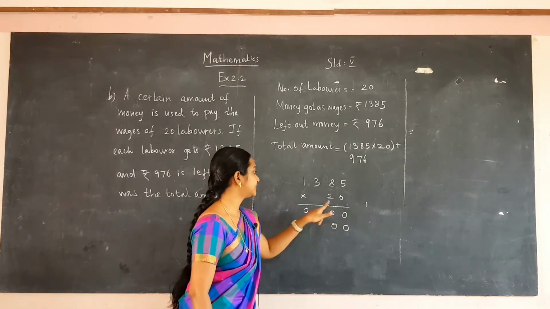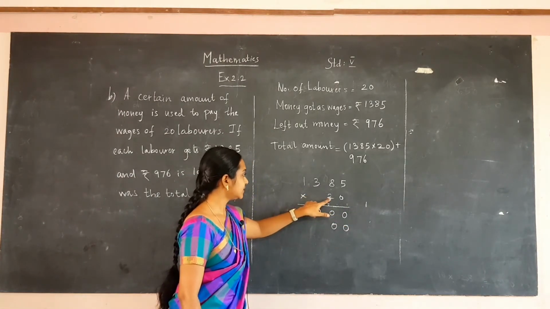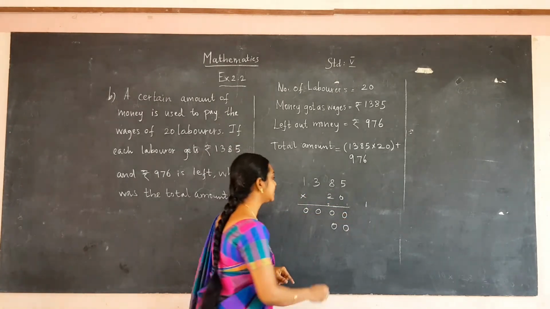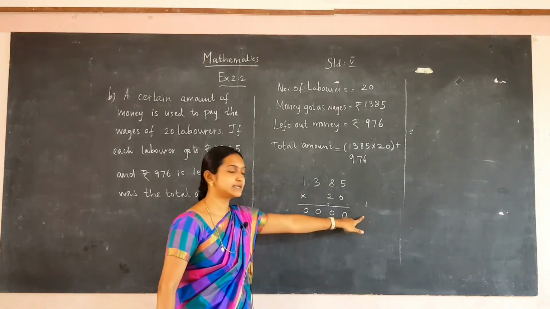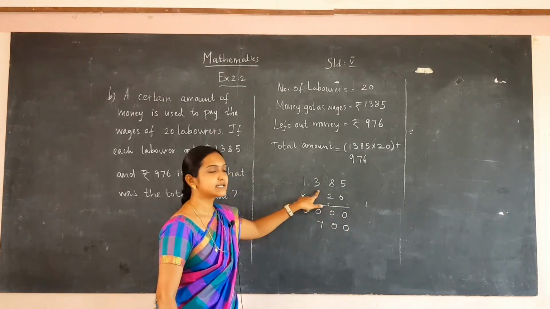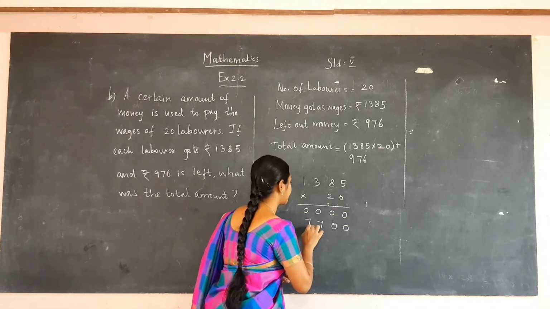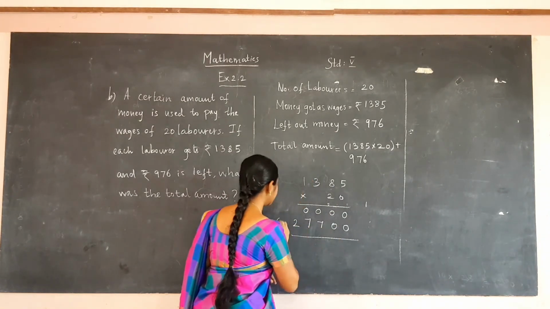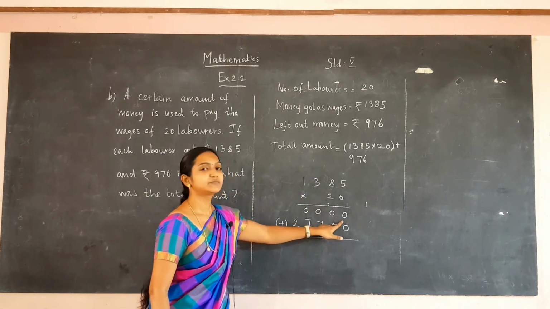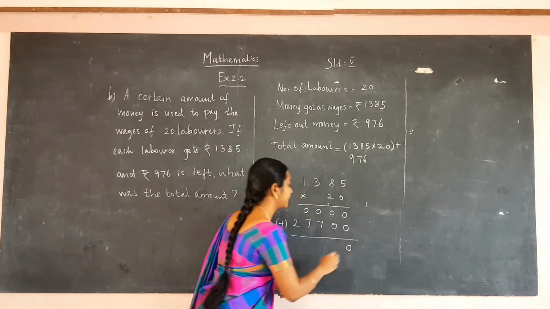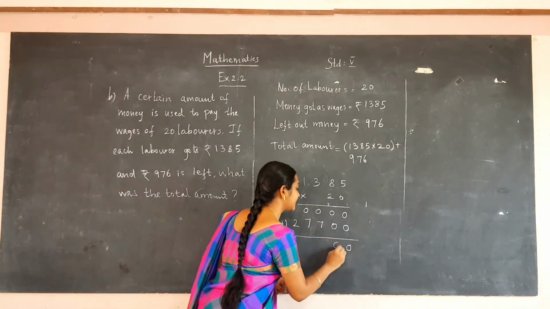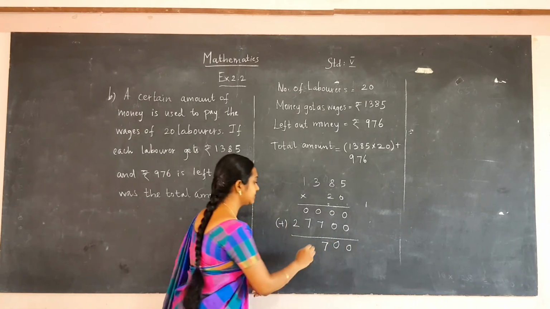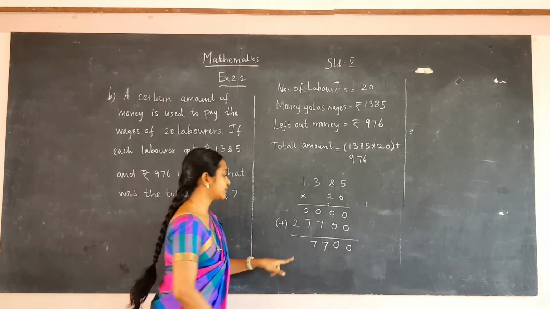That 1 is remaining. 2 into 8 will be 16. 16 plus 1 will be 17. So write 7 here and 1 is remaining. 3 into 2 will be 6. 6 plus 1 will be 7. 1 into 2 will be 2. We add these two numbers. 0 plus 0 will be 0. 0 plus 0 will be 0. 0 plus 7 will be 7. 0 plus 7 will be 7. And here we don't have any number, so write 2 as it is.